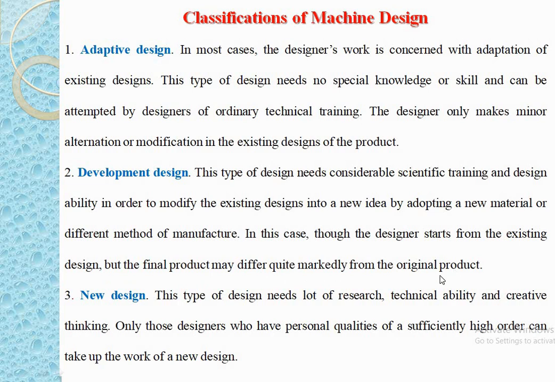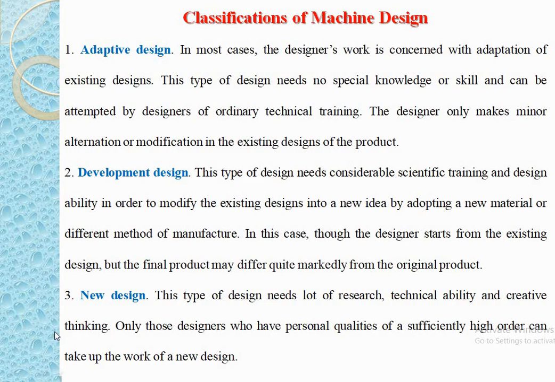Now, in case of an adaptive design, the product is not new. The product is the old product. There are just modifications in the older, existing product. But in case of the development design, remarkable modifications have been done in the existing one, and a new product comes into the market. A new machine structure comes into existence. A new mechanical system comes into existence. That is the development design.